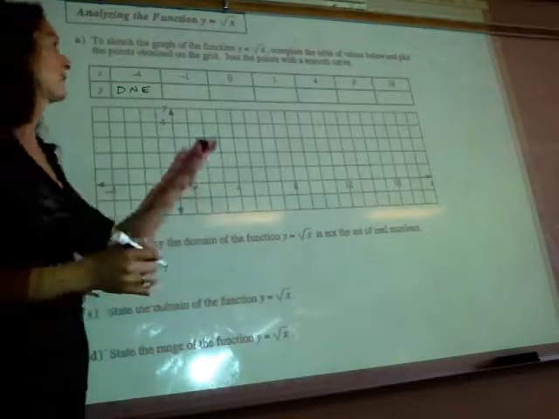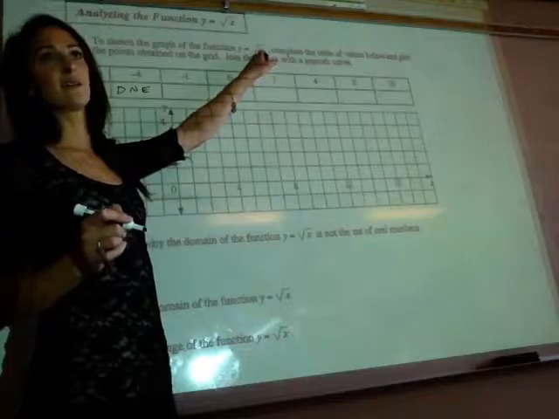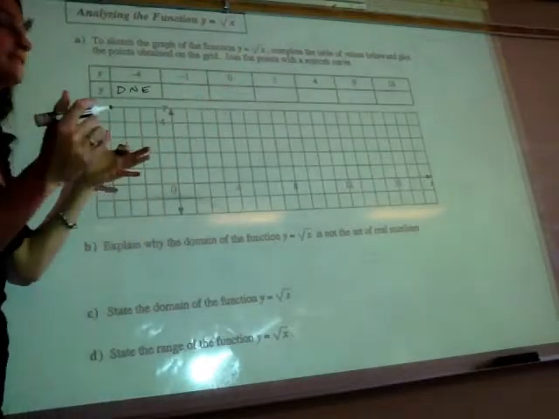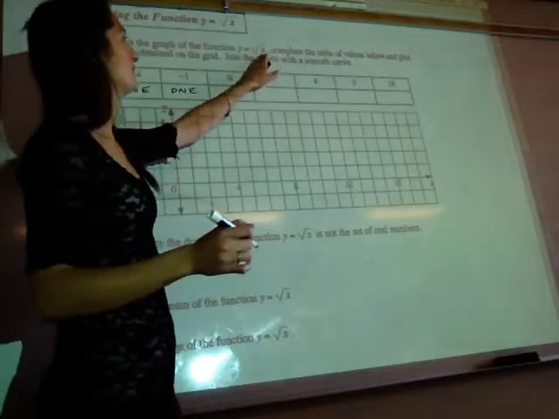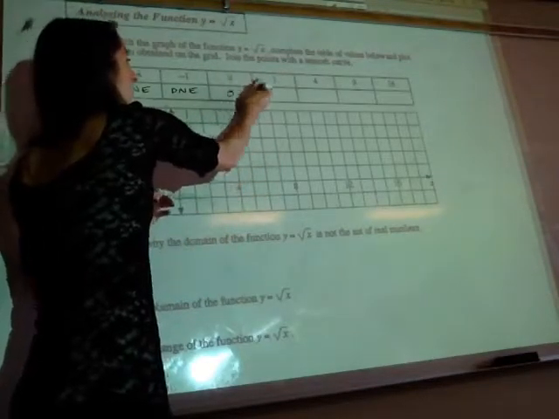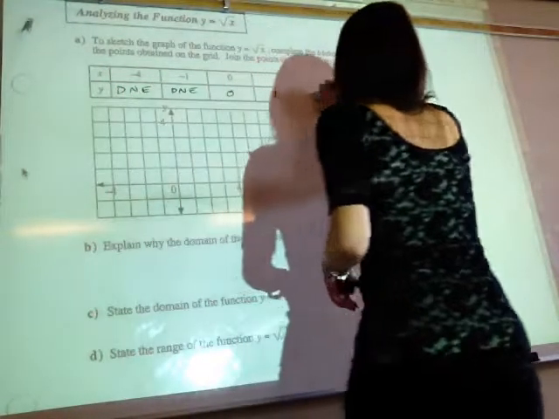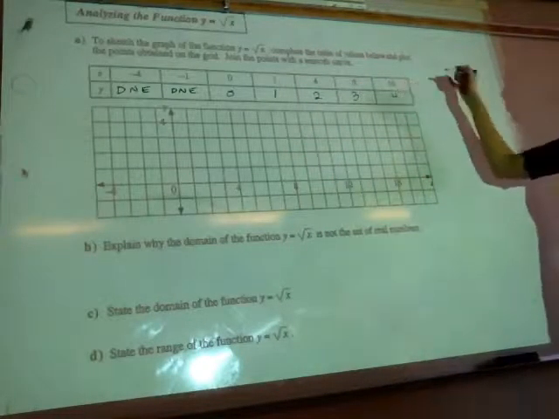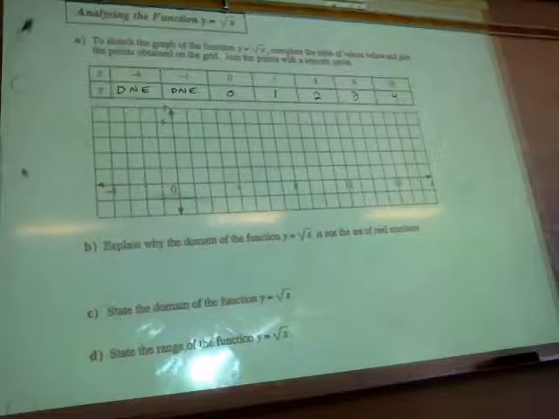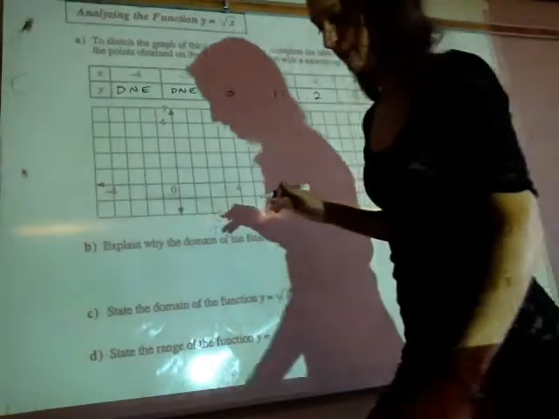What about if we sub -1 into our x? So we get the square root of -1. It does not exist. Square root of 0 is 0. Square root of 1 is 1. Square root of 4 is 2. Square root of 9 is 3. And the square root of 16 is 4. So all we have to do now is plot these points and we'll have the graph of the radical function.